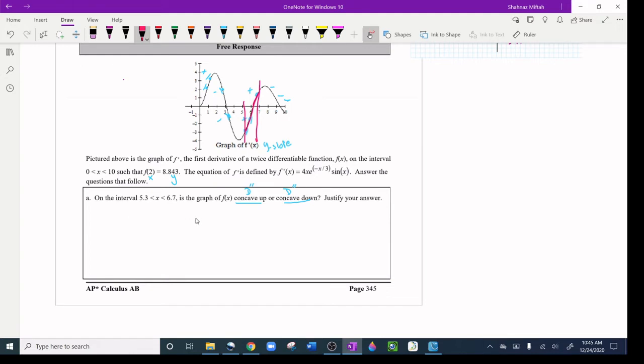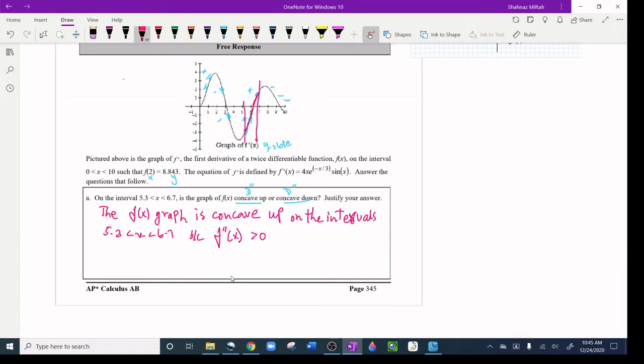And how do we explain that? This is justify your reasoning. The graph of f of x, I'm going to pick the words from the question. The f of x graph is concave up on the interval 5.3 < x < 6.7, because f double prime of x is greater than 0. Okay, that's the reasoning. And f prime of x is increasing, because you can tell it's positive, like it's increasing. Okay, so that's the point. The f prime of x is increasing on the interval, f double prime is greater than 0, and it's concave up.